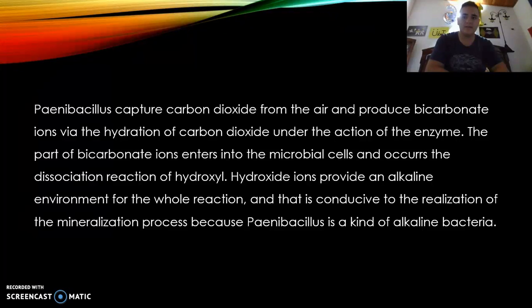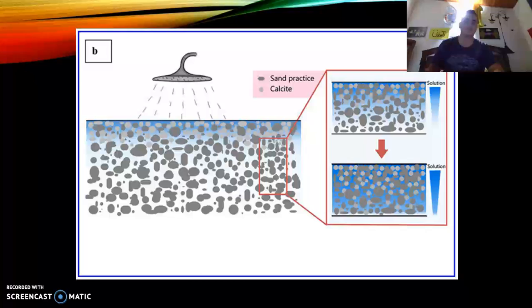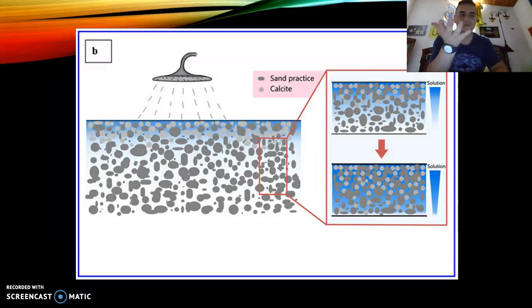The Paenibacillus captures carbon dioxide from the air and produces bicarbonate ions with the hydration of carbon dioxide under the action of the enzyme. We can see the capture with the sand and the calcium.